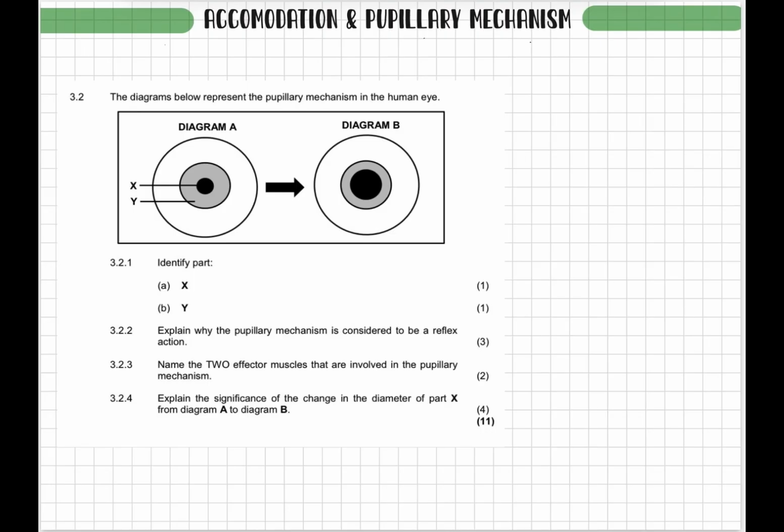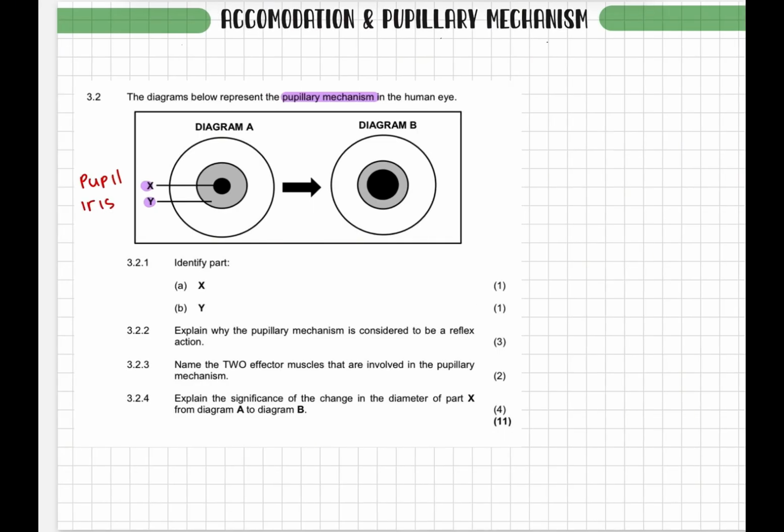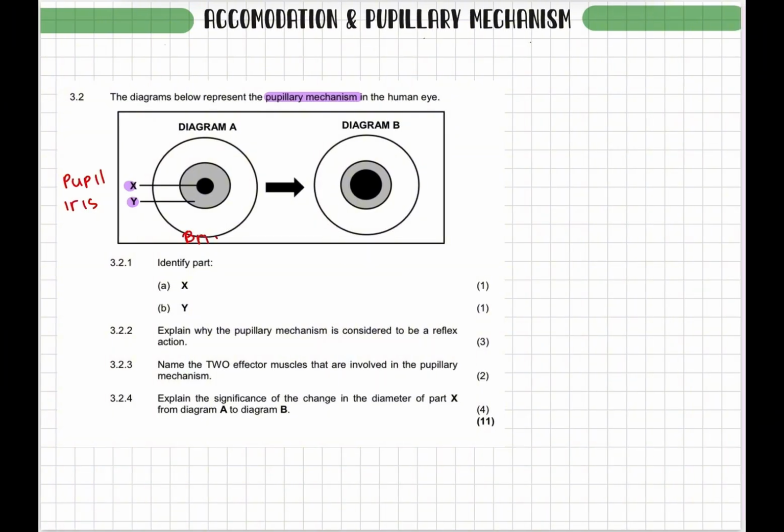Now let's look at another question. It says the diagram below represents pupillary mechanism. We have diagram A and B, point X and Y. X becomes the pupil and Y the iris. Obviously, this is the front view of the eye. We're looking at pupillary mechanism. The conditions are bright light and dim light. We've already answered the first question when analyzing the diagram. Part X is the pupil and part Y is the iris.